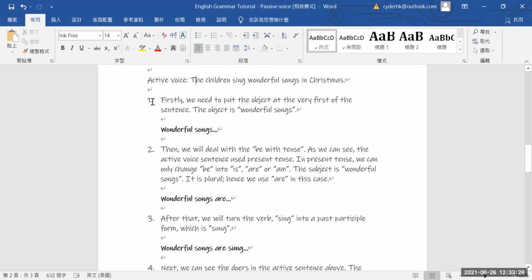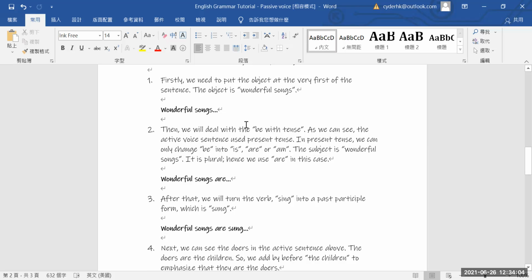So let's see the procedure here. Firstly, we need to put the object at the very first of the sentence. I have said this a million times. Put the object at the very first of the sentence. Some of you don't know what the object is. In the active voice, the object is the word chunk that appears after the action, like sing. Sing is the action or verb. So after sing, there's wonderful songs. This is the object. So we put this at the front of the sentence, at the very first of the passive voice sentence. This is the very first procedure to changing it into passive voice.